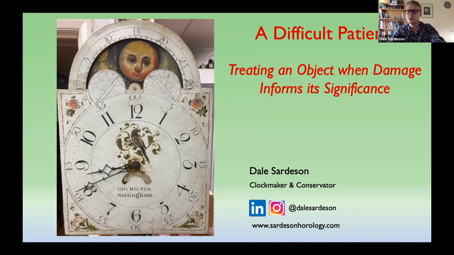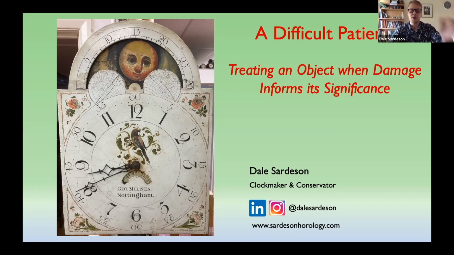And that's really easy to do with a static object. If it's damaged and you want to keep that damage to highlight it as part of the object's history, not a problem, because it's not going to be used. But in a dynamic object, you have to weigh up whether that significant damage has the potential to cause even more damage, unsignificant in a conservation context, but significant in a material context.